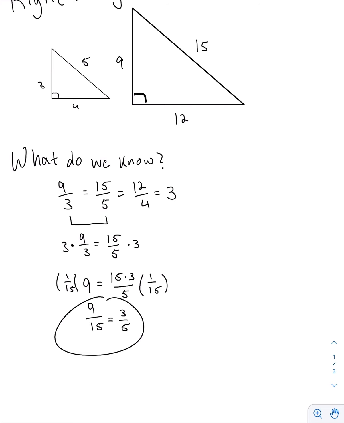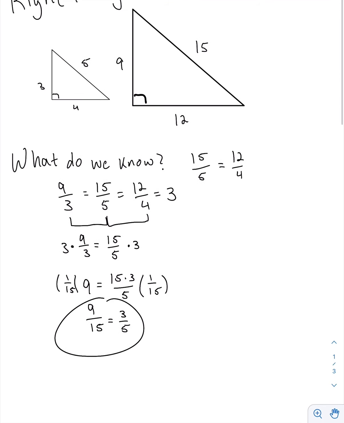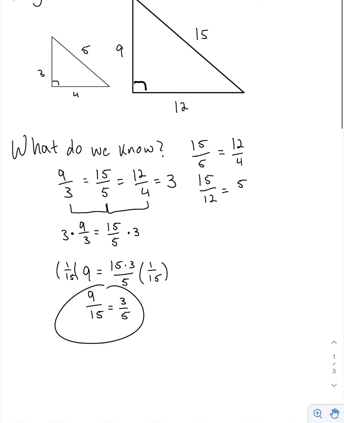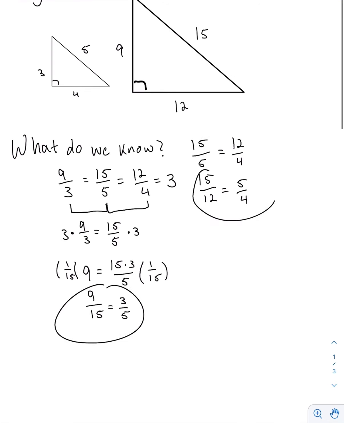We can also take another pair. For example, we'll look at 15/5 and 12/4, and we can come up with the same sort of thing, and in the end our result is going to be 15 over 12 is equal to 5 over 4. So once again, we found this new relation of two sides in our triangle. Like this ratio of this side divided by this side is equal to the ratio of this side divided by this side. Interesting.